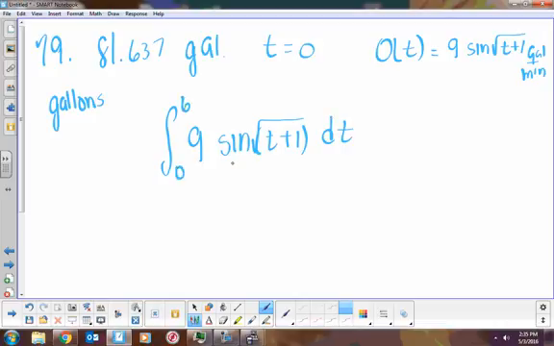Now, what is this water doing? Is it coming in or going out? It's going out. But that integral right there will only tell me how many are going out. I want to know how much is in the tank. What do you have to do? Take your initial condition, which is 81637, and subtract that integral. And I'm going to let you do that on your calculators.